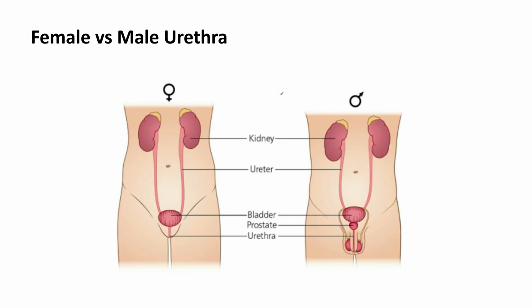Let's go into your male versus your female urethra. For a female urethra, you're looking at about 4 centimeters, about 1.5 inches in length and 6 millimeters in diameter. It's going to be embedded in the anterior vaginal wall. It's protected by the pubic bone. The meatus is located between the clitoris and the vagina. It exits just anterior to the vagina.